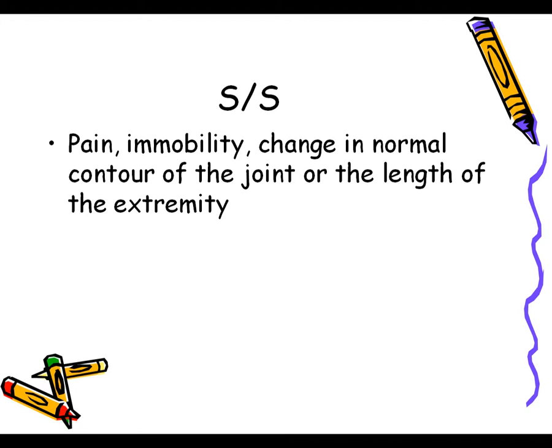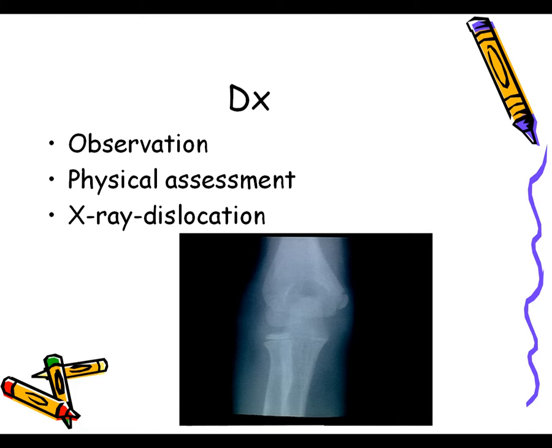For the signs and symptoms of dislocation: pain, immobility, a change in the normal contour of the joint or the length of the extremity. There's a discrepancy now in that length. Diagnosis is by observation and physical assessment, but X-ray is going to be your definitive mode of diagnosing the fracture.